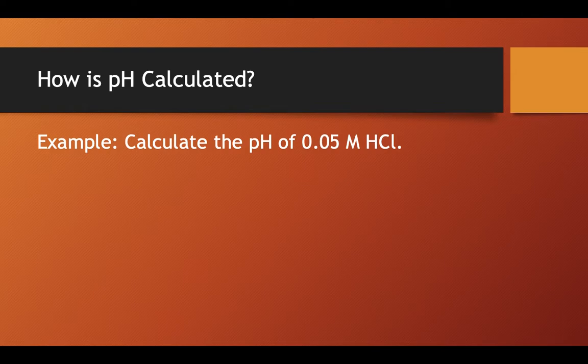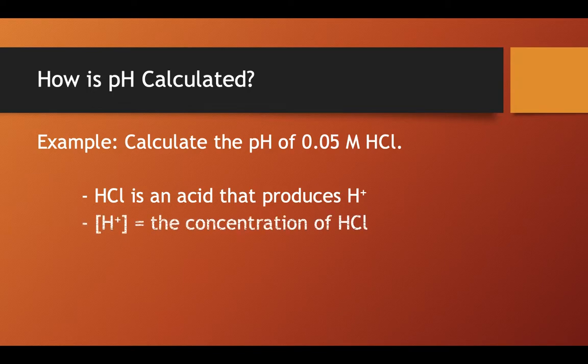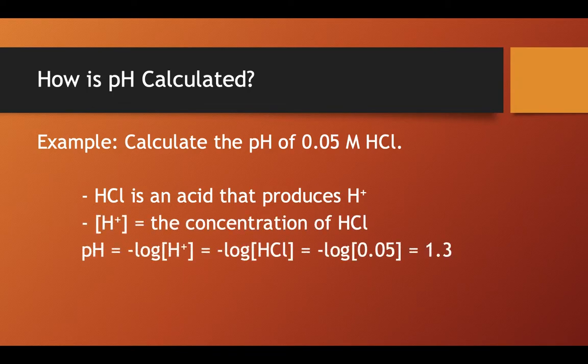For example, let's say I had to calculate the pH of a 0.05 molar solution of hydrochloric acid. Since hydrochloric acid produces hydrogen ions in solution, I'm going to assume that the concentration given to me is the same as the concentration of hydrogen. So I can just plug that concentration into the formula for pH. pH is the negative logarithm of the hydrogen ion concentration, so that's the negative logarithm of 0.05. Once you hit enter in the calculator, you get a value of 1.3. So that would be the pH.